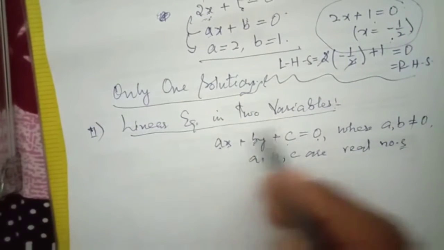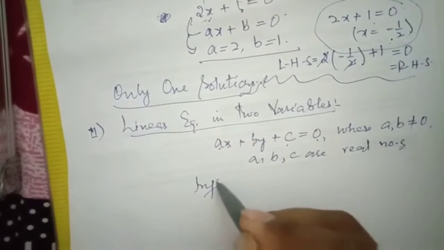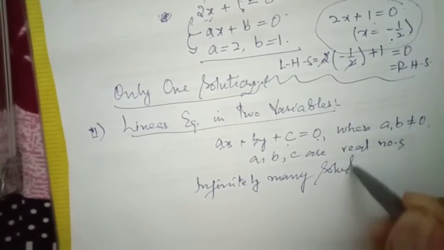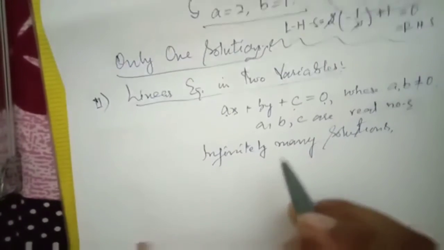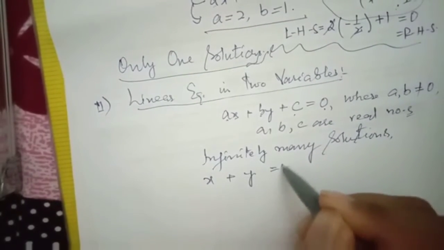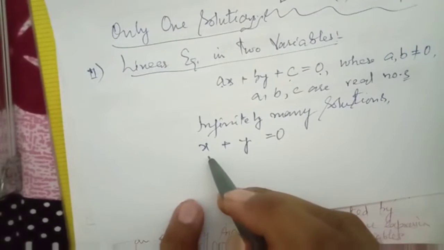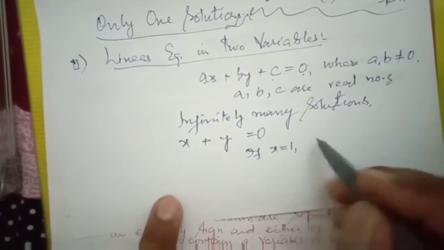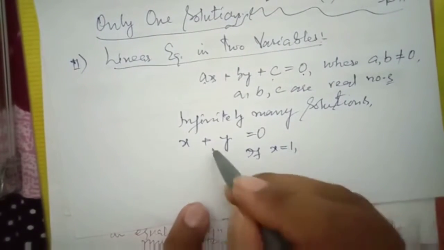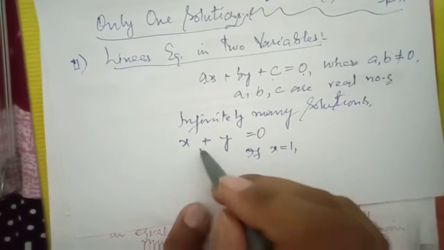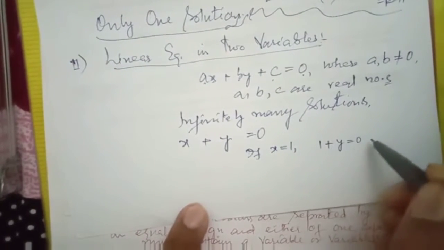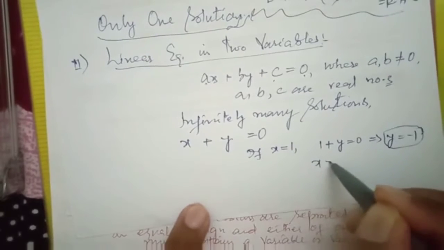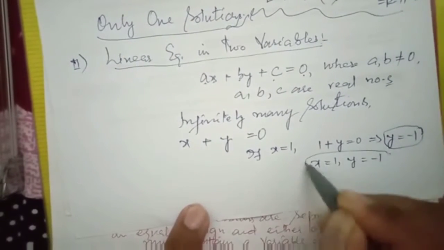And this equation, linear equation in two variables, has infinitely many solutions. I will give you the example. If I have x plus y is equal to 0, see here, for every value of x there will be a corresponding value of y. If x is equal to 1, if I substitute here in this equation, 1 plus y is equal to 0, it implies y is equal to minus 1. So one solution will be x is equal to 1, y is equal to minus 1.